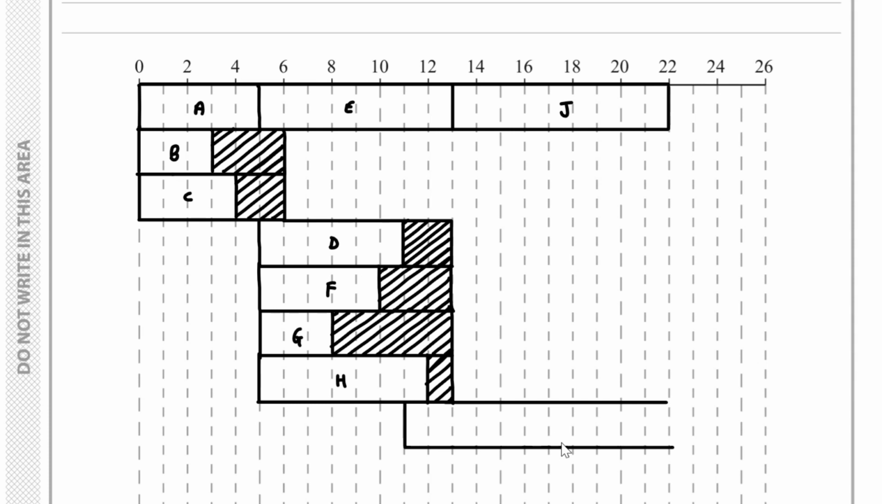So 11 plus 8, that's 19. So that will take us up to here. And then we've got this extra bit of float as well. Okay. So let's show that this here is I. So this is I complete.